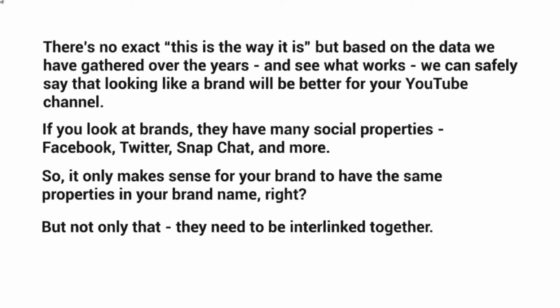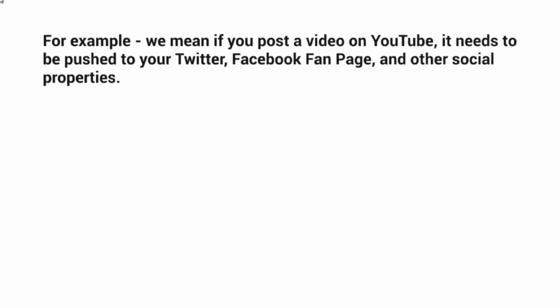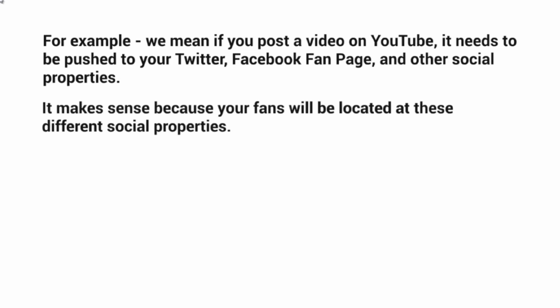And that kind of brings us to this strategy, which is the ring. You're basically interlinking everything together. So like I said, for example, you post a video on YouTube, it needs to be pushed to Twitter, your Facebook fan page, and other social properties. And fortunately, because everything is going to be automated, once you do that, it will trigger and it will automate the whole process. So it makes sense because your fans will be located at these different social properties. Some people will be at Facebook, some people will prefer Twitter, and some people will prefer maybe Snapchat or Instagram and other social properties.